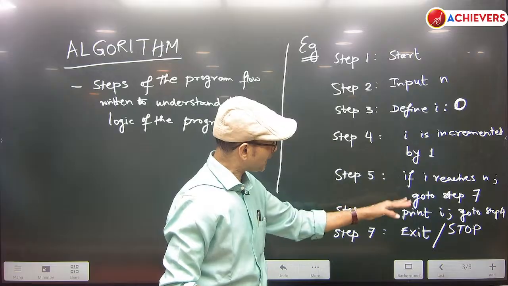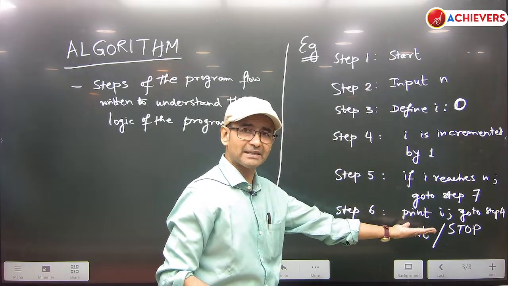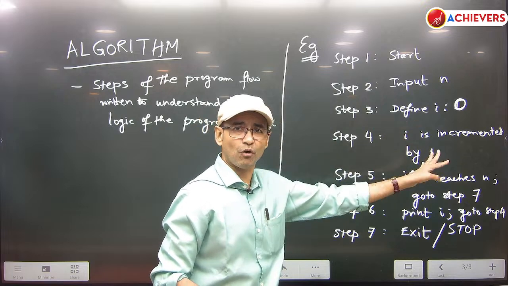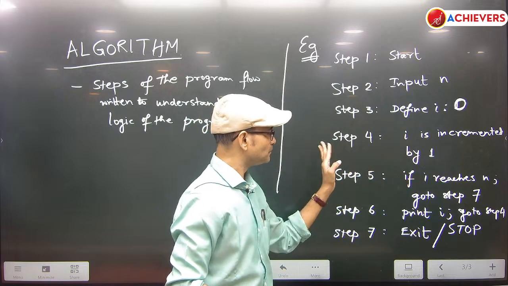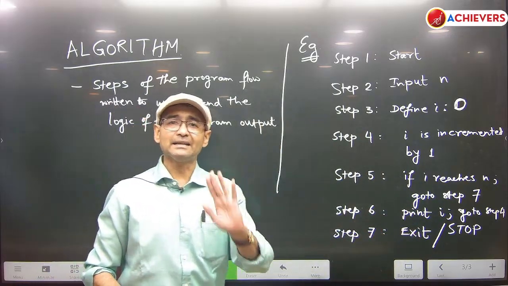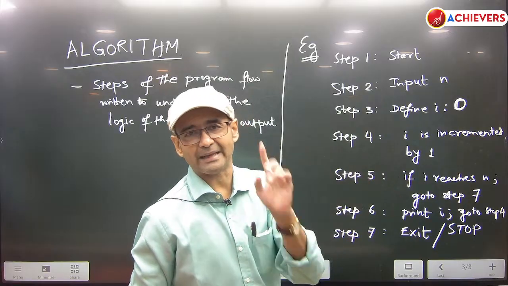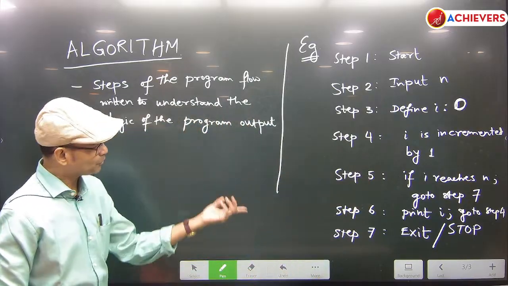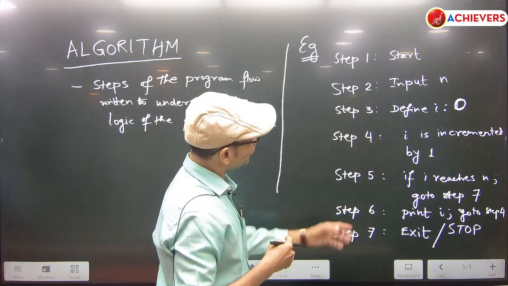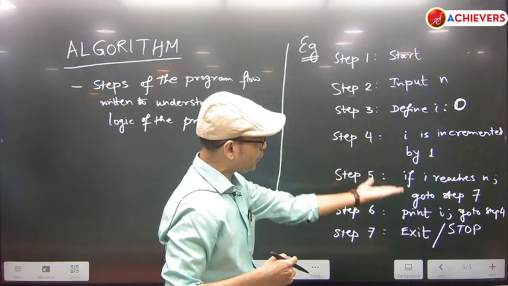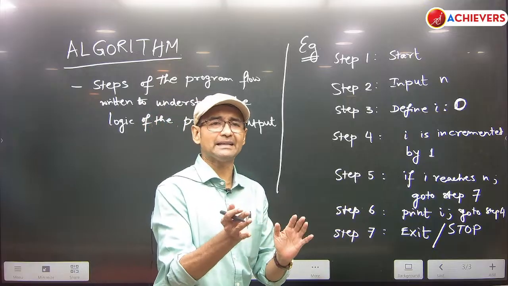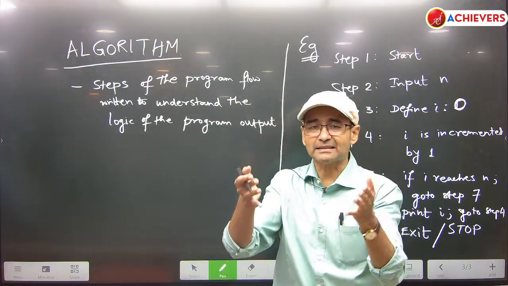No. We again move to step 6, we print I, 3 is printed. We again move to step 4, I is incremented by 1, 4. So is 4 equal to 5? No. Again we do that same step, until and unless it reaches 5. So when it reaches 5, we move to step 7 and exit. Alright. So we can change a bit in the whole logic and then we can check whether it is providing us with the correct output or not.